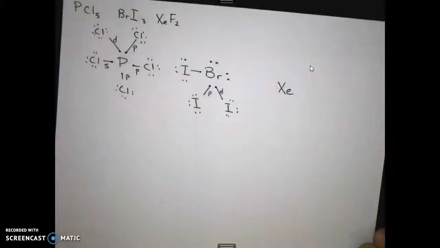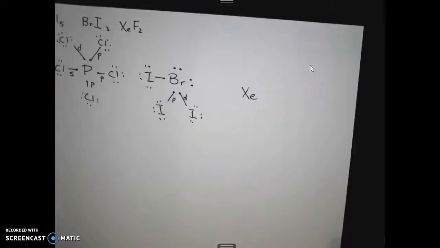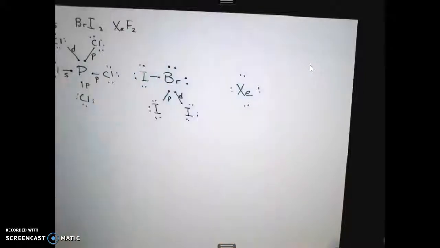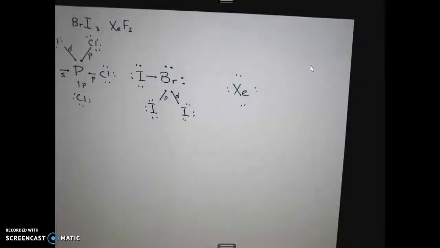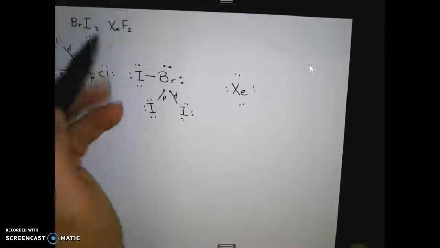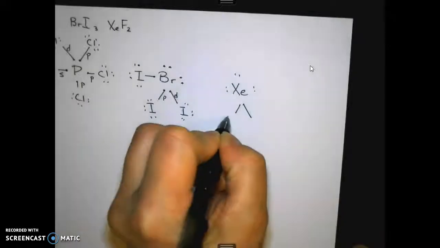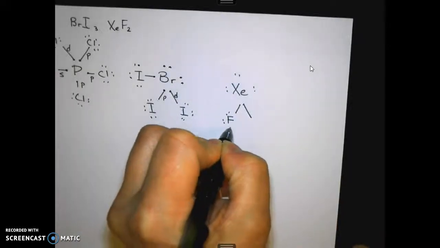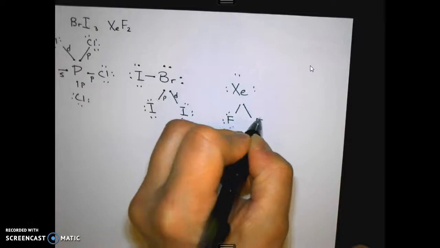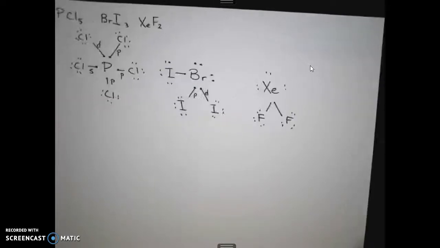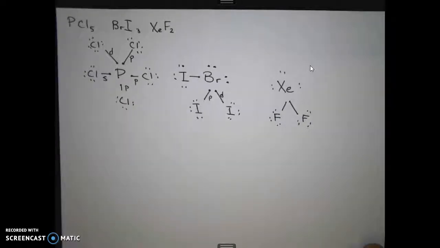Xenon, a noble gas. Here's another freaky thing. You've got xenon with its full octet, yet you can have xenon forming bonds. So here again, what's xenon going to do? It's going to break up its pair, and it's going to form single bonds with fluorine. Something like that. All right, so yes, it is possible. I am not lying to you.